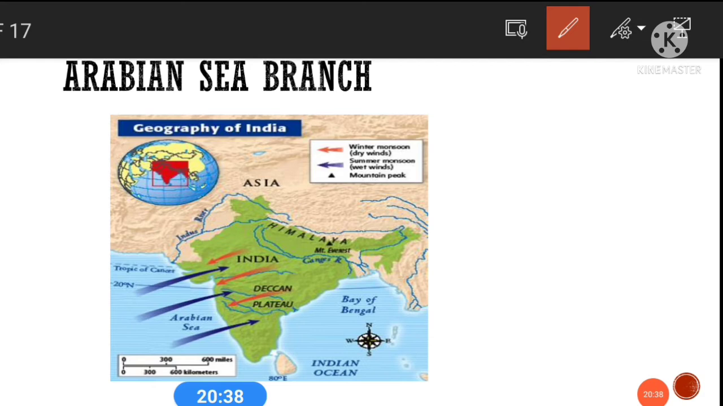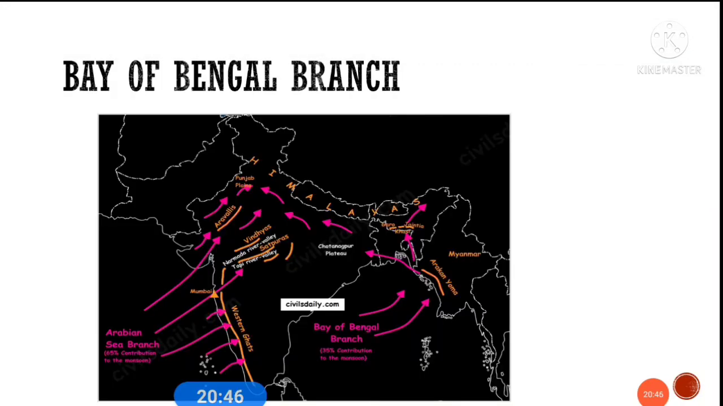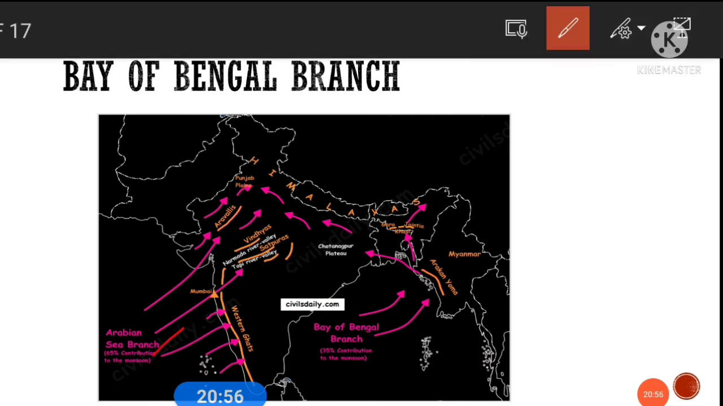Now let us discuss the Bay of Bengal branch. The Bay of Bengal branch proceeds northeastward. You can see in this map, one is shown with the Arabian Sea branch and this is the Bay of Bengal branch. It is blowing over the Bay of Bengal and will strike near the Ganga-Brahmaputra plain from here.